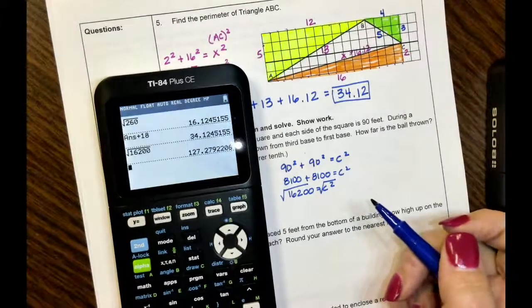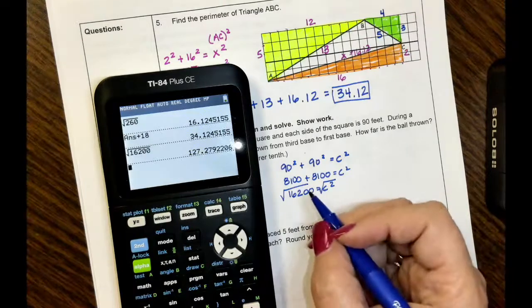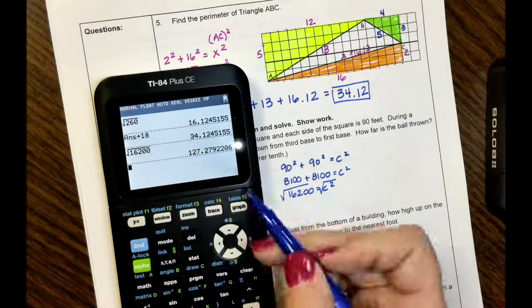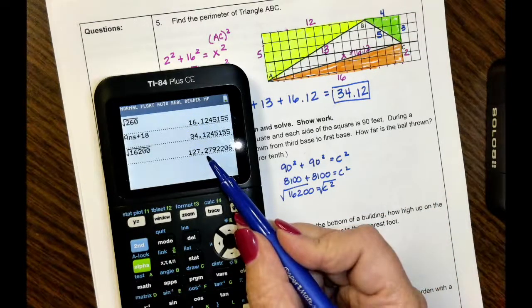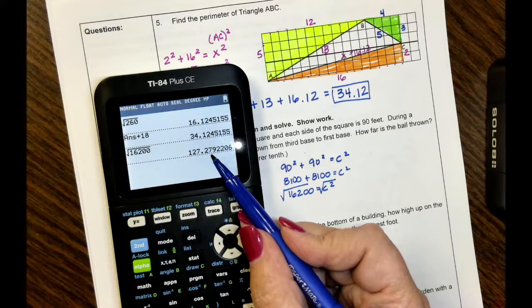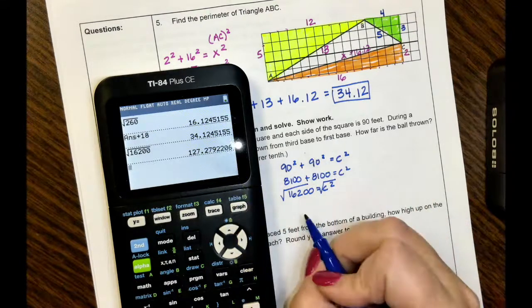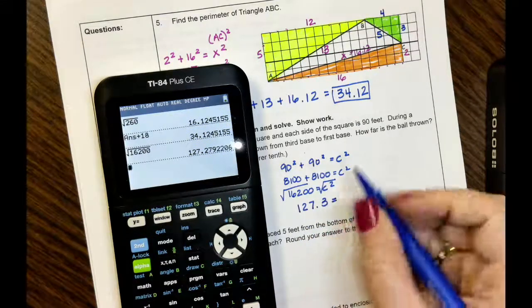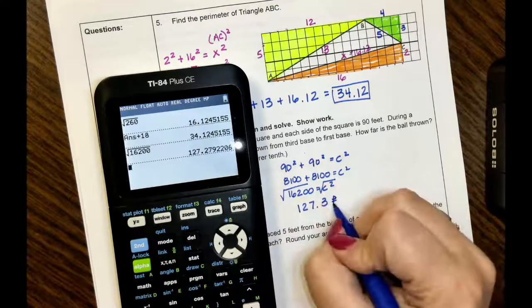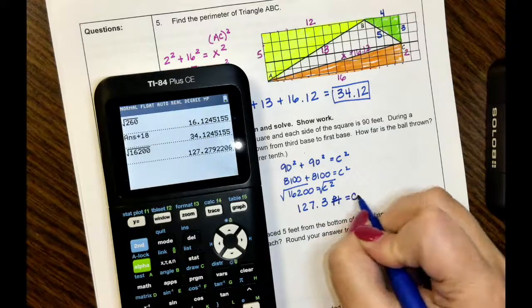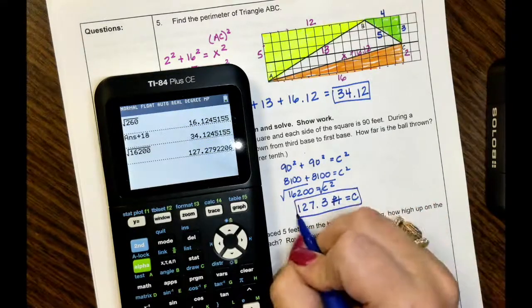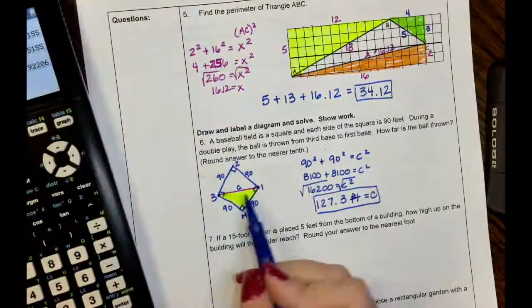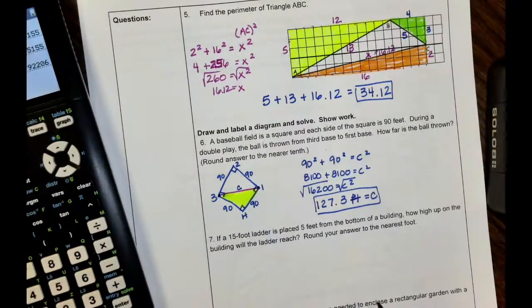And you get 127.279. It says to round to the nearest tenth. So the tenths place is this 2 right here. We're going to look one number behind it at the 7. The 7 is going to round the 2 up to a 3. So we have 127.3 feet. Right? And that is what C is. So that is the distance all the way across from first base to third base. Okay? So imagine this in your head.